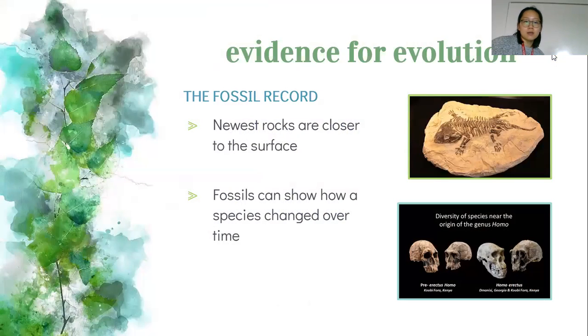The first one that we want to talk about is the fossil record. You probably remember this when we talked about how newer rocks are closer to the surface of the Earth, and then older layers or older rocks are going to be lower down, closer to the core of the Earth. And so fossils can show how organisms have changed over time when you look at the fossils through different layers from lowest layer to highest layer.